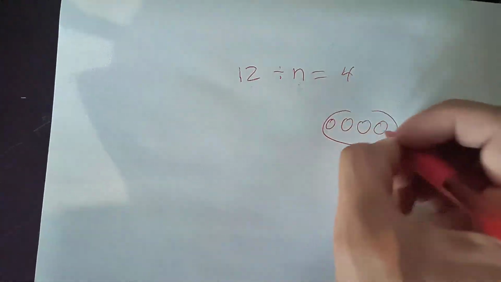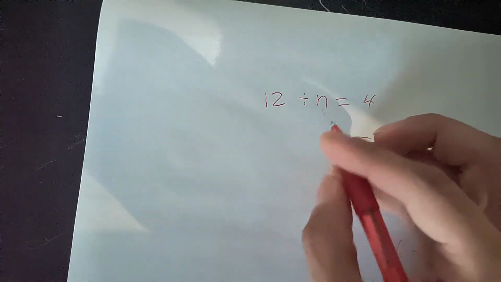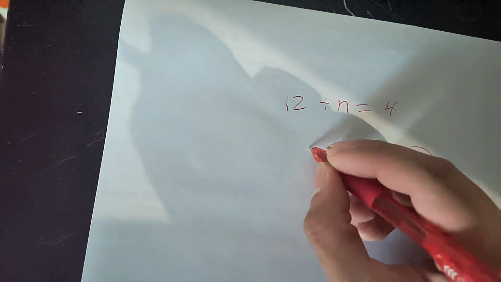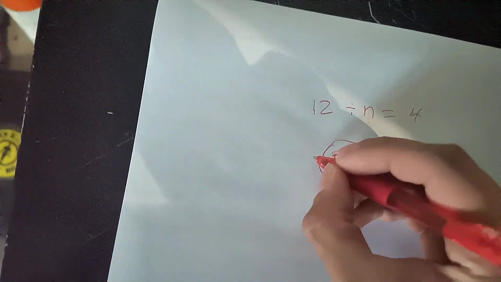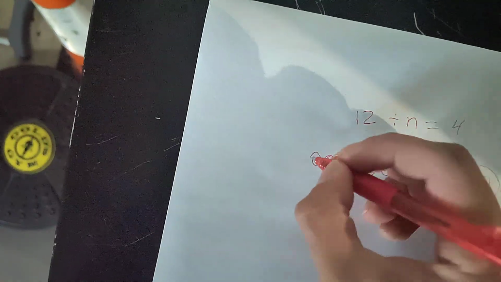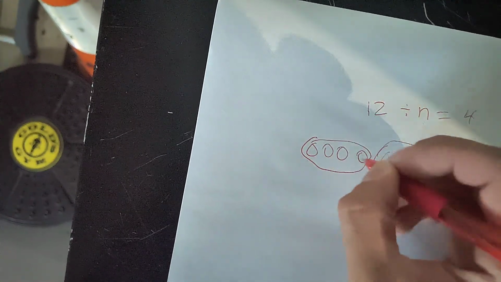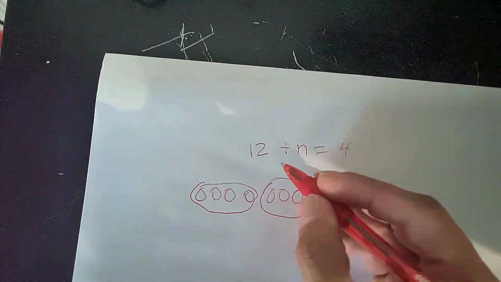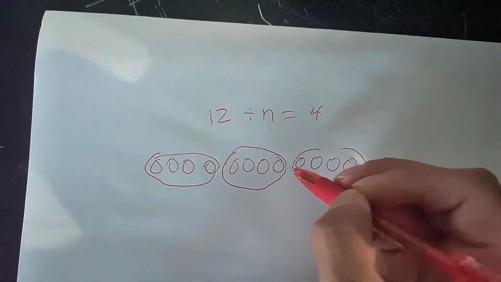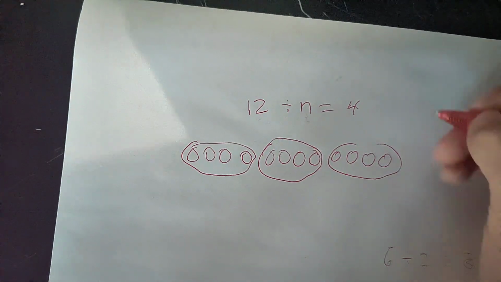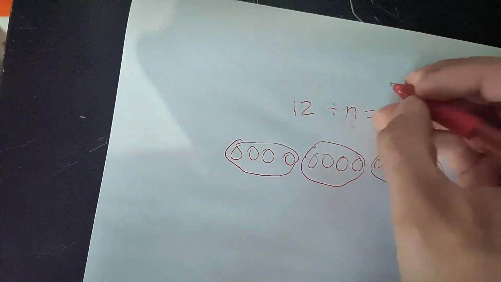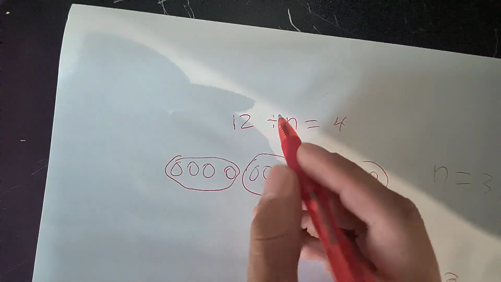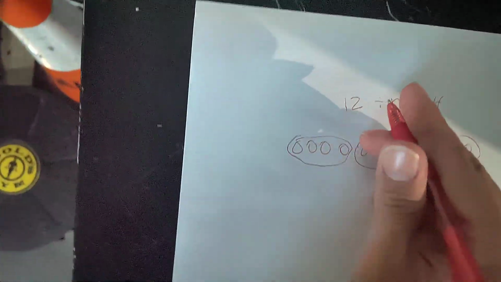So what we can do is start at 4, 1, 2, 3, 4 with the first group, and then count up until we hit 12. 1, 2, 3, 4. That's 8. The second group, 1, 2, 3, 4. That's 12. That's our third group. So 12 can be evenly divided into 3 groups of 4. So 12 divided by 3 is equal to 4. So n has to be equal to 3.